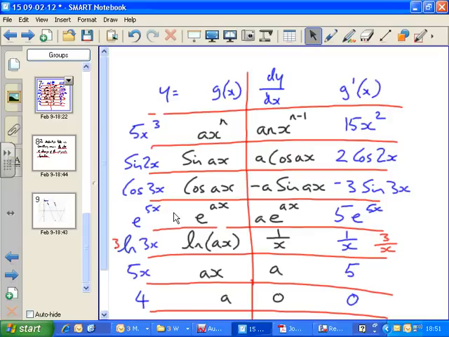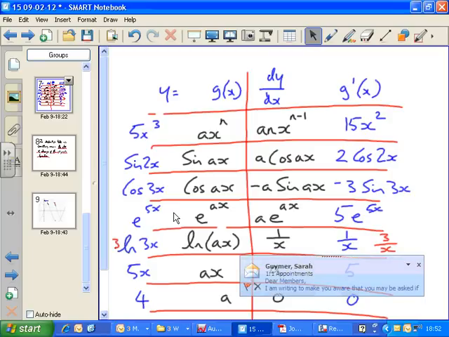What's the differential of e to the x, where a is 1? E to the x. It's its own differential. We just have to multiply that differential by a constant factor. If there's an a in there, that changes the value of the gradient by this constant factor. So I have to times it by the 5 in that example, and so on. There's a few other functions there, but there is a relationship between them.